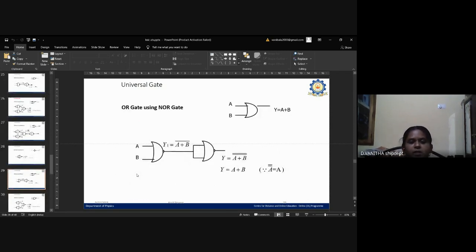Next is the OR gate using NOR gates. Here we use two NOR gates. The input is given to the first NOR gate. The output of that NOR gate is the input of the second NOR gate. So we get the output y equal to a plus b. That is the output of the OR gate. Likewise, the OR gate is produced by using only NOR gates.